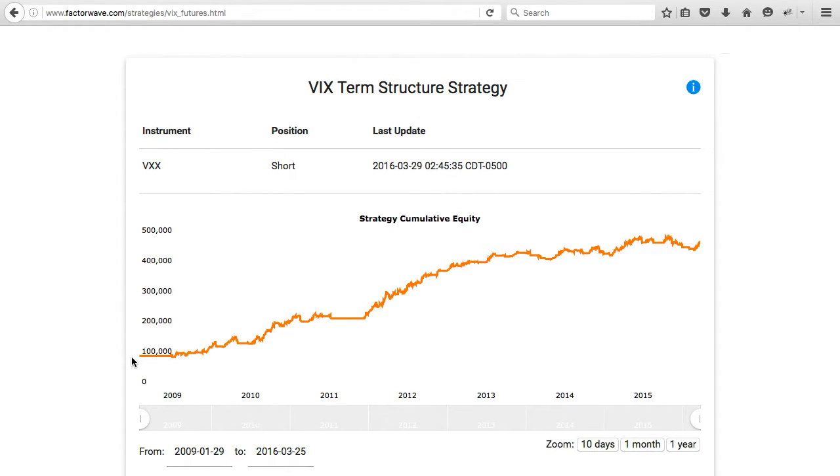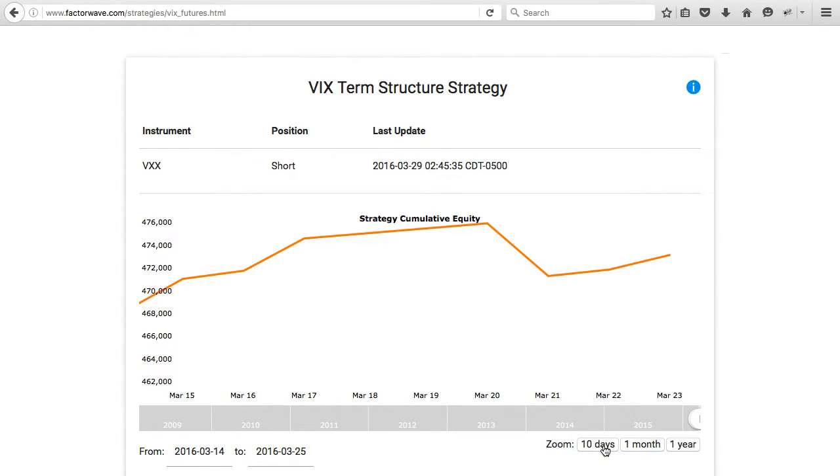Here we see the growth of an equity curve starting with a notional $100,000, where we trade always short $100,000 VXX position. So the exact number of shares will change as the price of VXX changes, but our dollar exposure remains the same. And this is the P&L from when VXX was first listed to the current date. You can also zoom in to find the P&L over the last 10 days, 1 month, or 1 year.